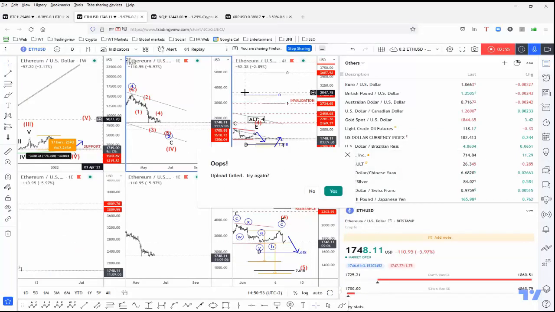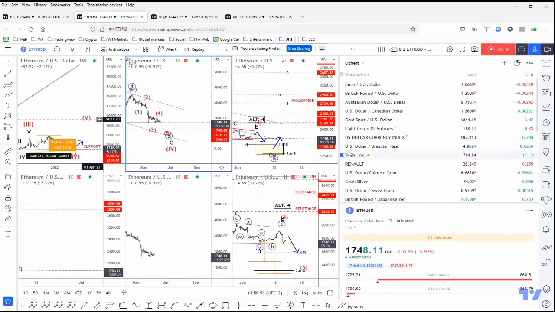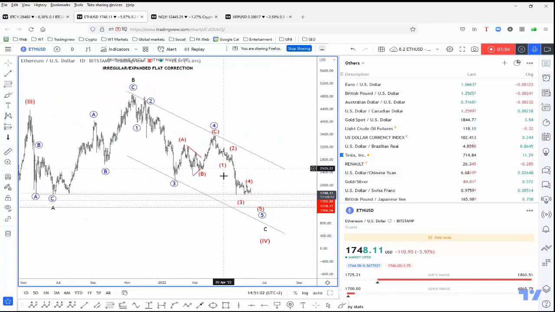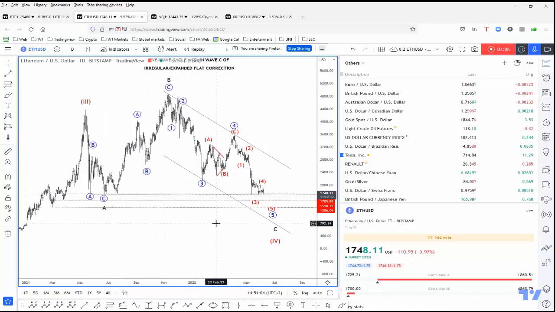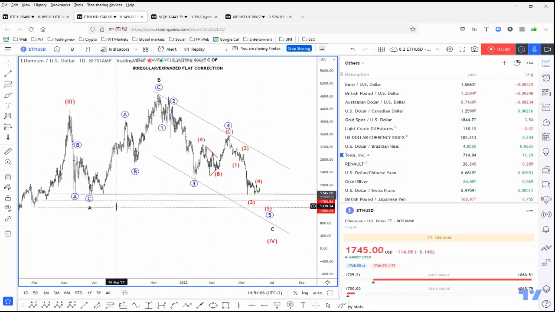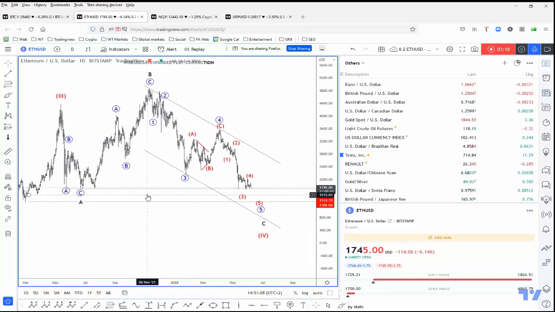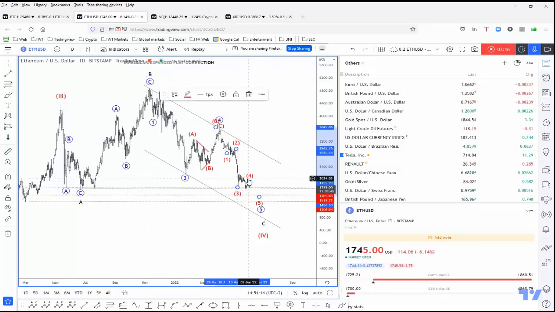Okay, and now let's take a look also at Ethereum. Ethereum is also, in my opinion, potentially in the final stages of a very big flat correction here. So that's quite a bullish outlook when you look more into the future, let's say for the next few years or so. But as long as the market is trading down, the bear trend is here.